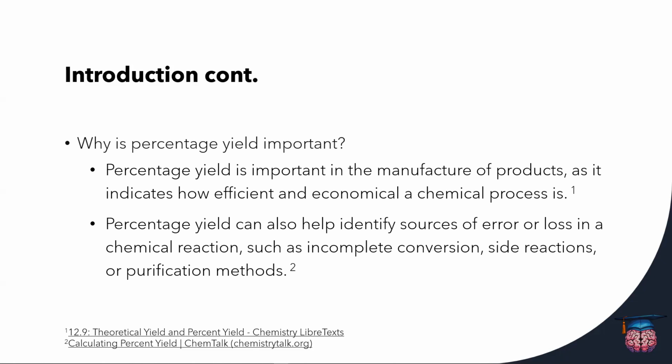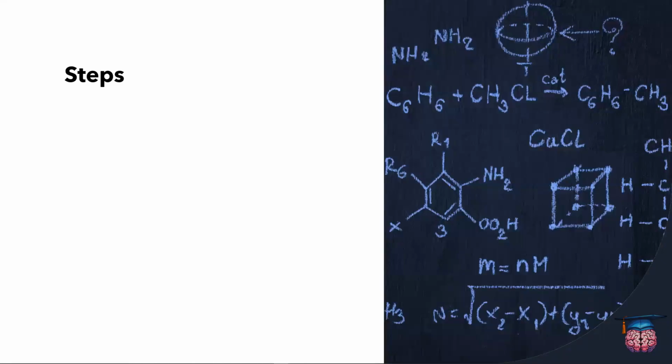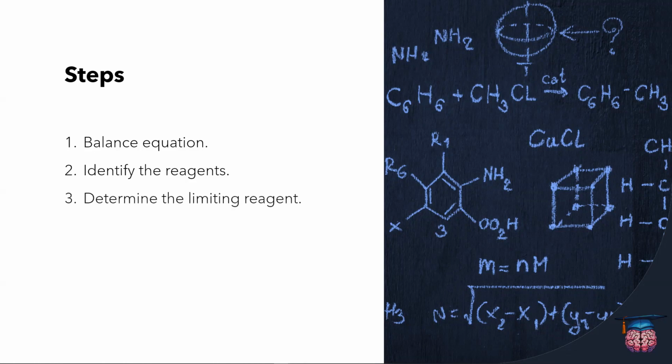So we have 5 main steps to calculate the percentage yield. First, we make sure that the equation that is given to us, or that we have to go find, is balanced. We need to identify what in this reaction equation is actually reagents. From the reagents, we determine the limiting reagent, next the theoretical yield, and then finally from the theoretical yield and the actual yield, we calculate the percentage yield.